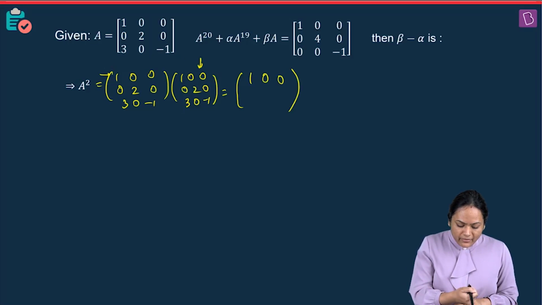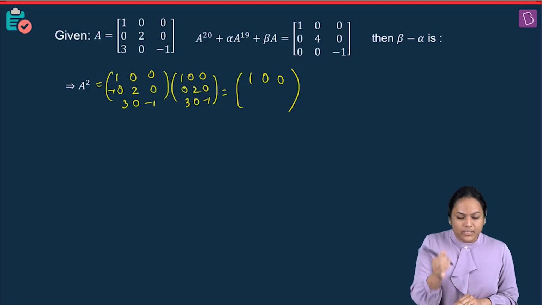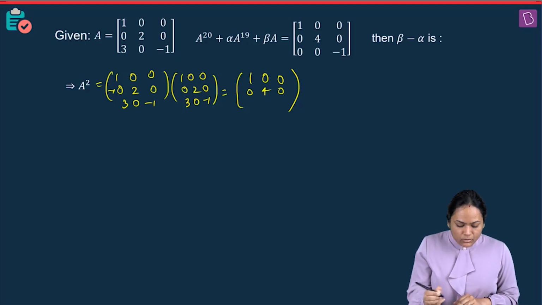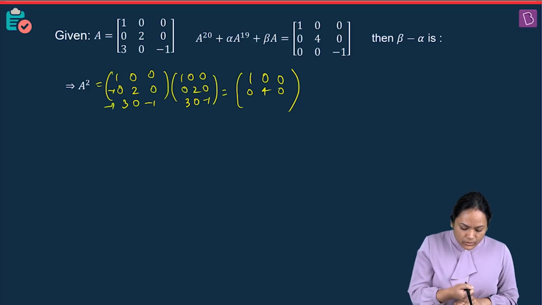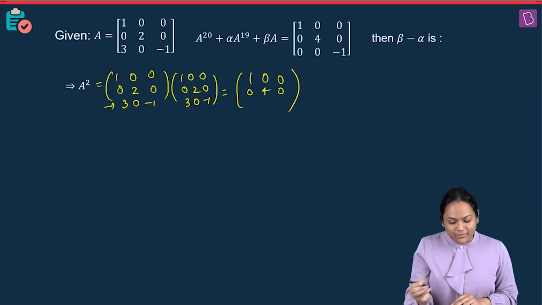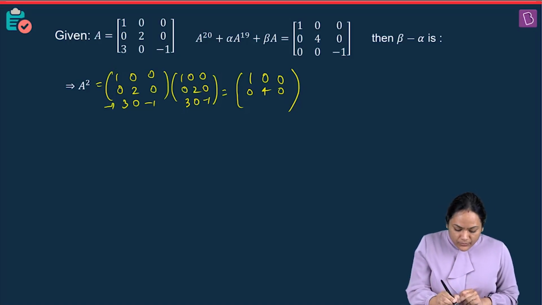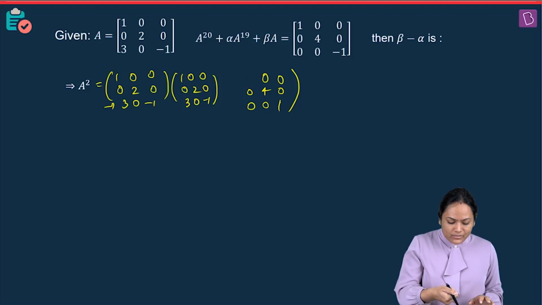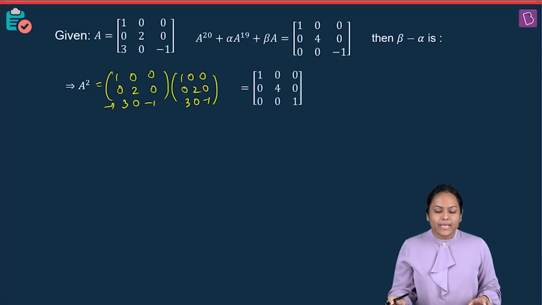Then I have my second row. By doing the same thing, the row is multiplied by the first, second and third columns. So it's going to give me 0, then 4, then again 0. And then I have my third row. When I multiply in the same way, it's going to give me 3 minus 3, that is 0. Then I have again a 0 and then I have 1. So that means I have my A square with me, right? This is my A square.